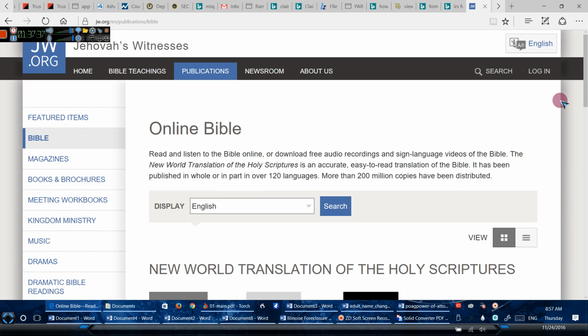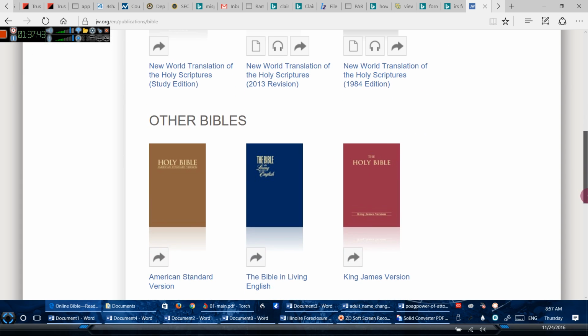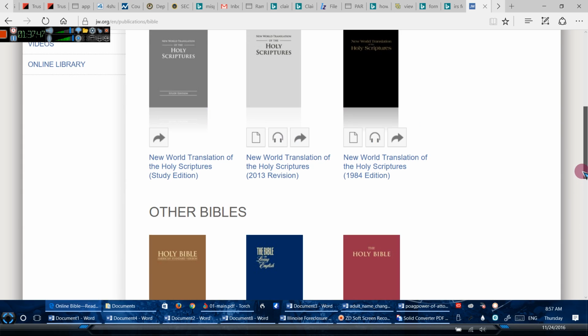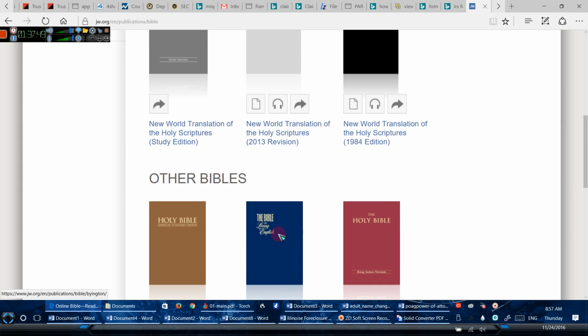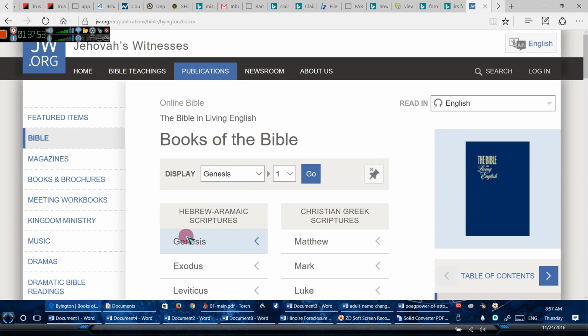Okay. I need that. Come on now. There are several versions of the Bible on here. We have the Holy Bible. We have the Living Bible. I like the Living Bible of William Tyndale. Let's go to the Living Bible. I like the Living Bible, y'all. And this is on the jw.org. They have several versions of the Bible.